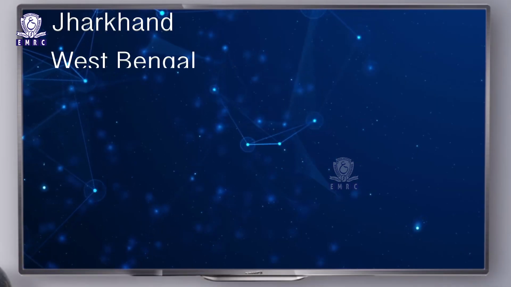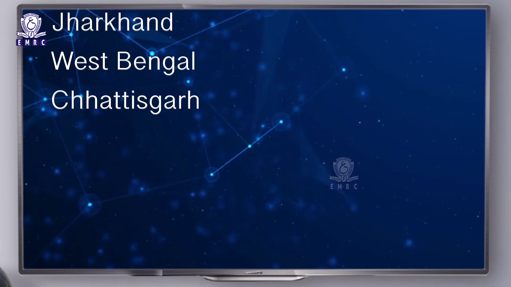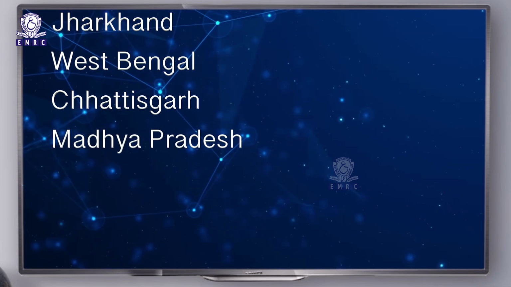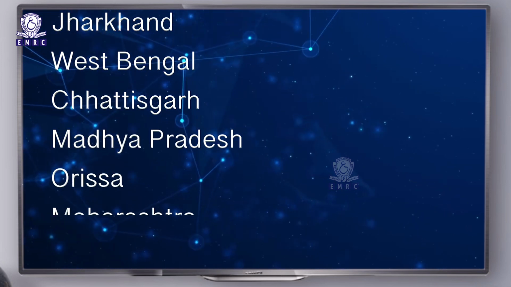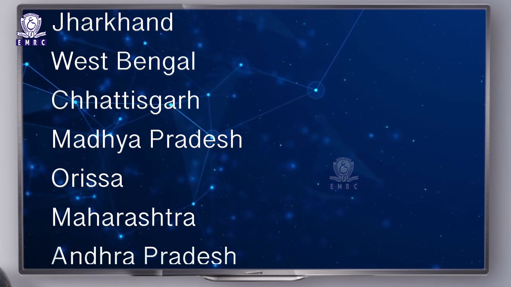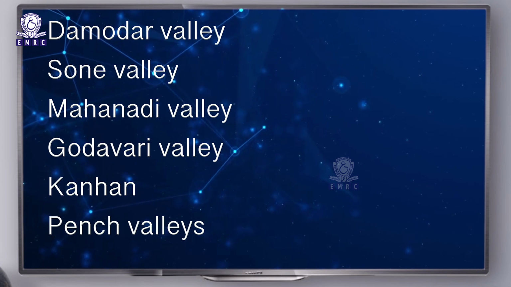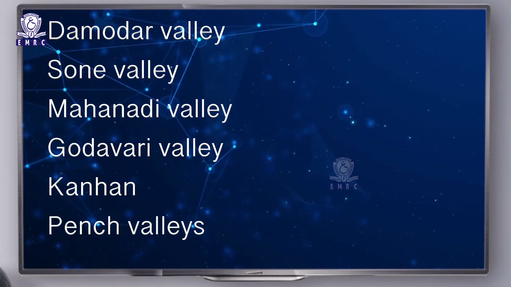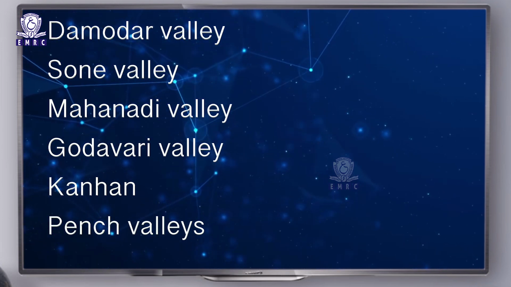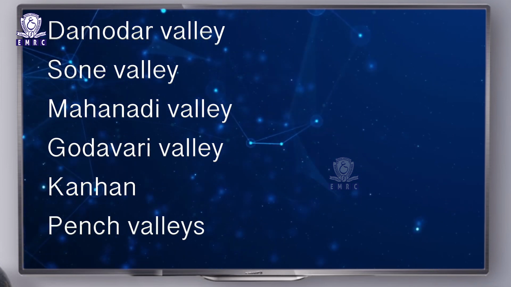Now, let me explain you the condition in India. In terms of reserves and quality, India is better off than Japan. The deposits, mostly bituminous, occur in a number of provinces such as Jharkhand, West Bengal, Chhattisgarh, Madhya Pradesh, Odisha, Maharashtra and Andhra Pradesh. In five river basins known as Damodar Valley, Son Valley, Mahanadi, Godavari and Wardha Valley and the Pench Valley too, the coal production is very high.